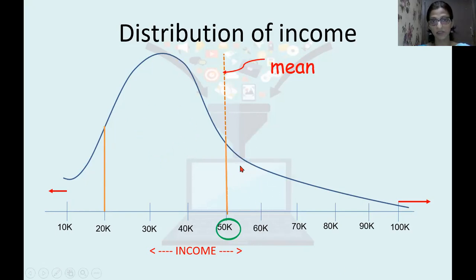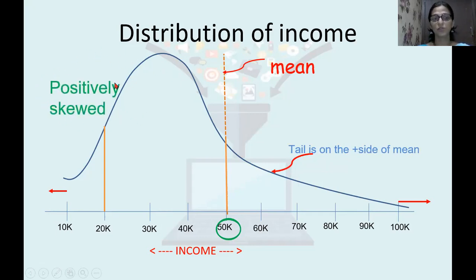Also, one more thing we can say, if you look at the graph, is the graph symmetric? Is it looking same on the left hand side and right hand side of the mean? No, right? You can see a long tail on the positive side of the mean, the right side of the mean. This kind of distribution, you call it a positively skewed distribution. If the long tail of the distribution is on the right side or positive side of the mean, you call that distribution positively skewed. Here most of the data values are concentrated before the mean, on the left hand side.